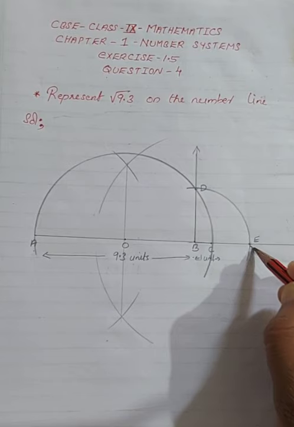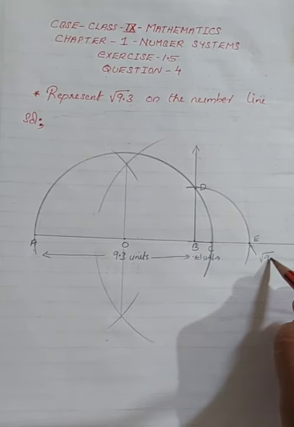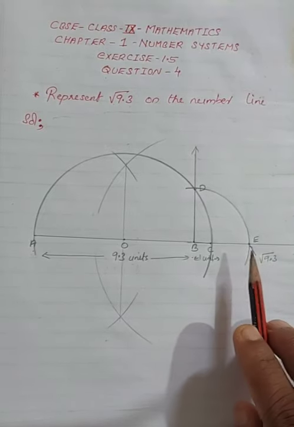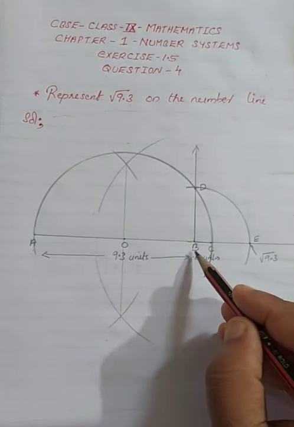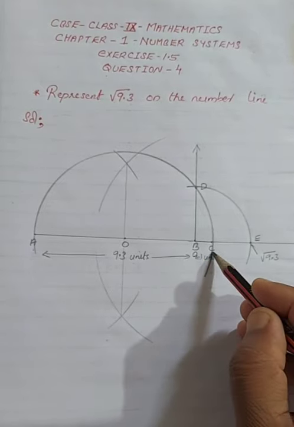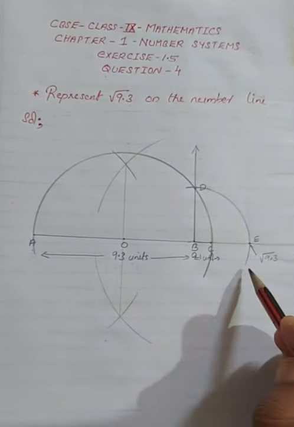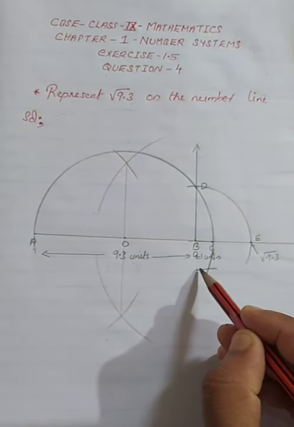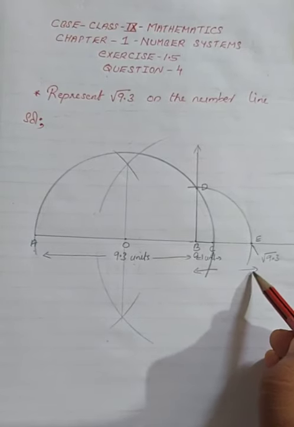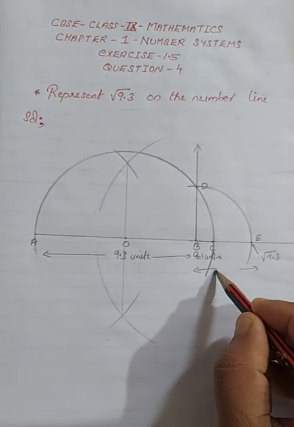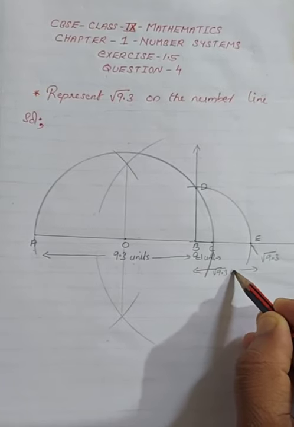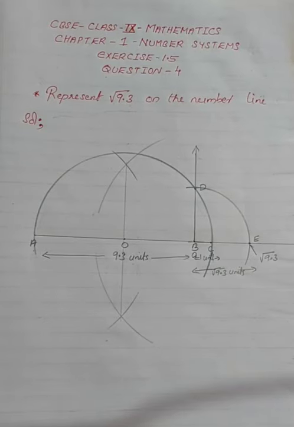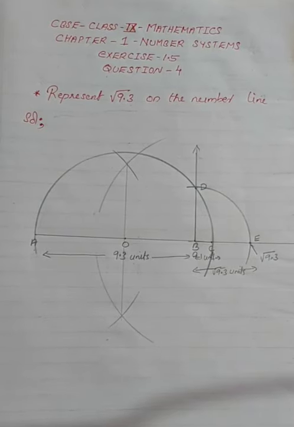Actually this point is root 9.3. So we located, or we represented root 9.3 on the number line. That means B will be 0, C will be 1, and E will be root 9.3. That means the distance from B to E is root 9.3 units. So this is the way how to locate or represent root 9.3 on the number line.